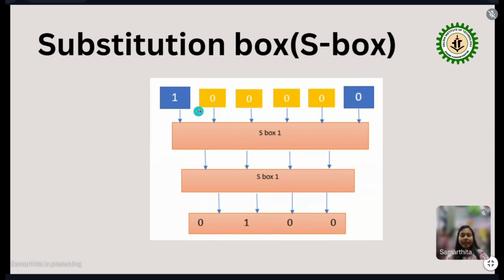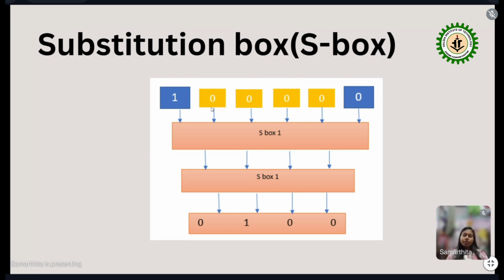And here, if we consider the 1 and 0 binary format, how many combinations can we get? That is 2 squared, that is 4 combinations. And how many column combinations can we get? That is 2 to the power 4, that is 16.